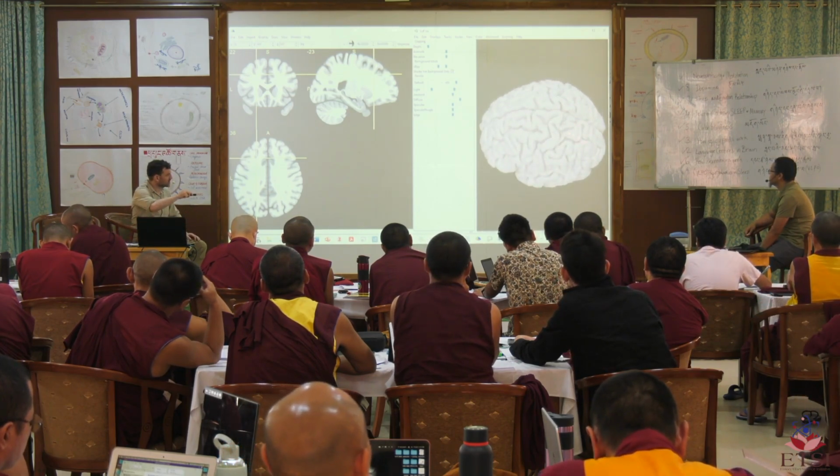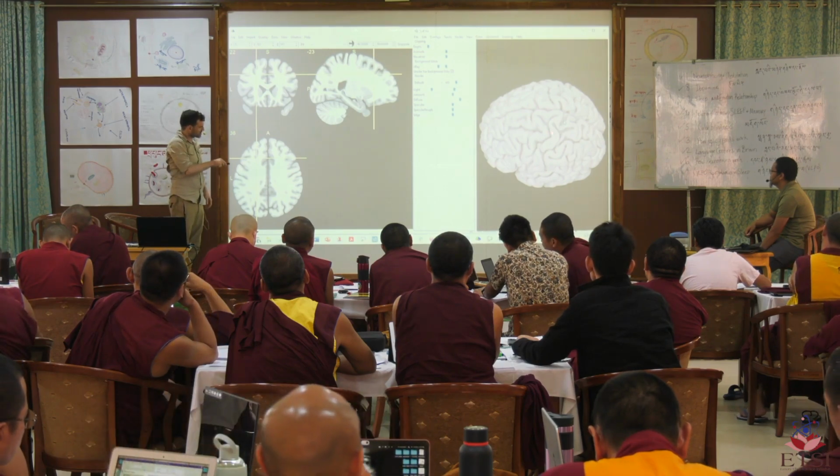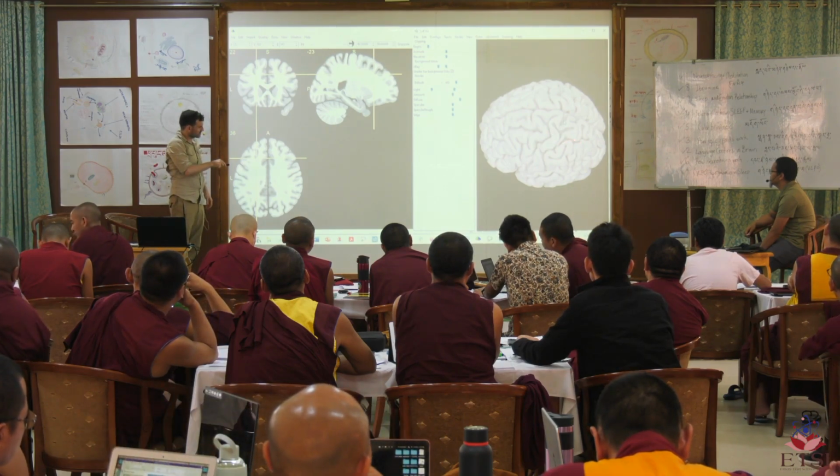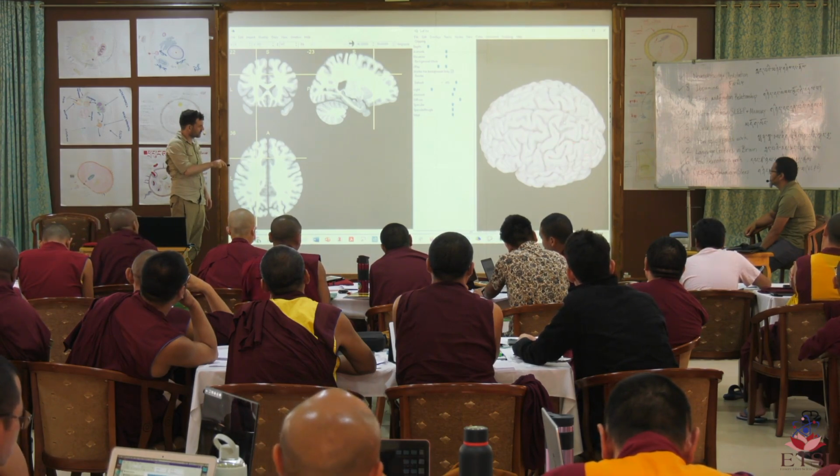So now we're looking down at the top. You can see there's this sulcus here called the interparietal sulcus that divides the superior from the inferior.